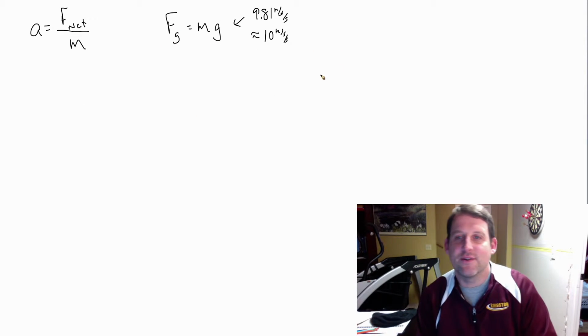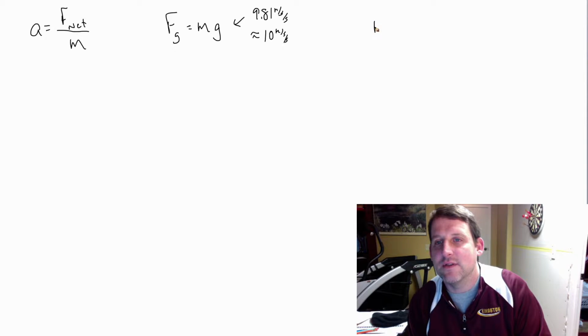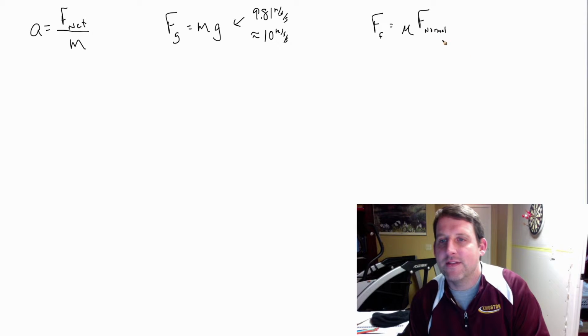The one we just learned recently is this one. So the force of friction is equal to mu, the coefficient of friction, times the normal force. And this is the force pushing down.